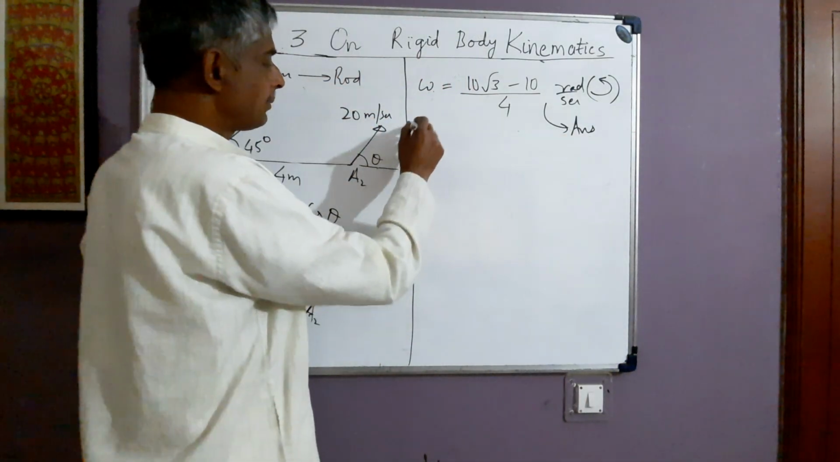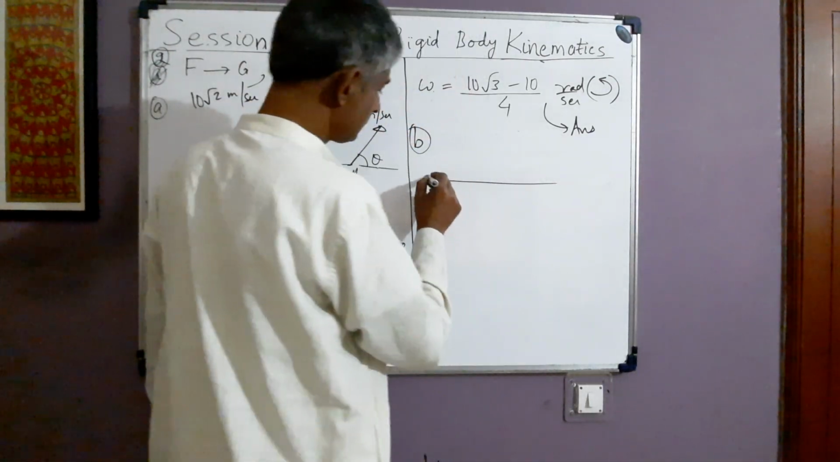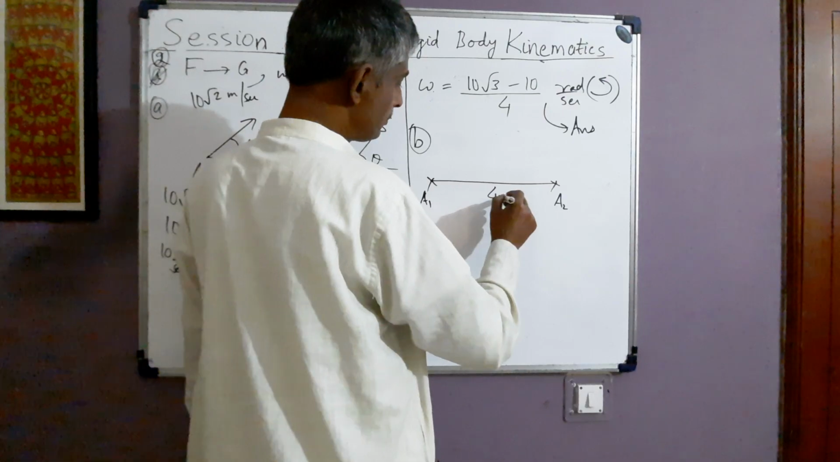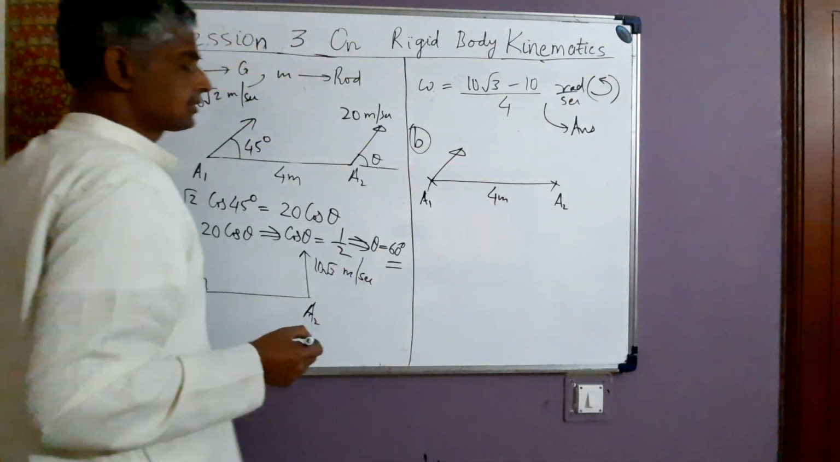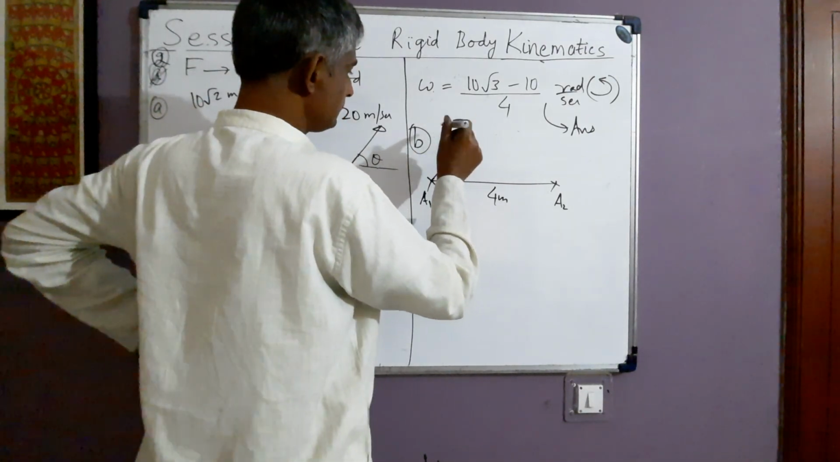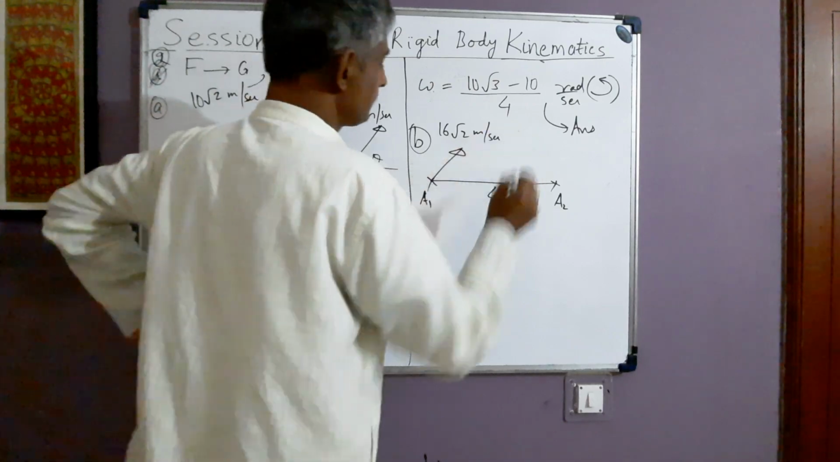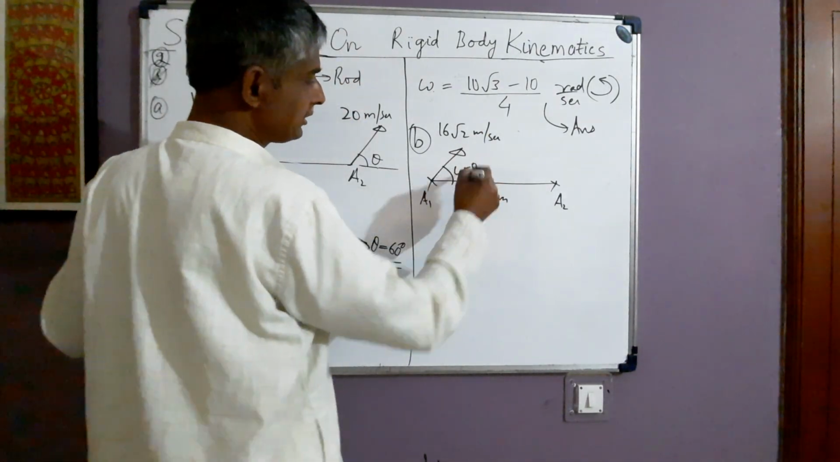Okay. Now part B I'll take up. Part B is this. This is A1, this is A2. 4 meter is the rod length. The velocity of A1 is 16 root 2 meter per second at an angle of 45 degree.